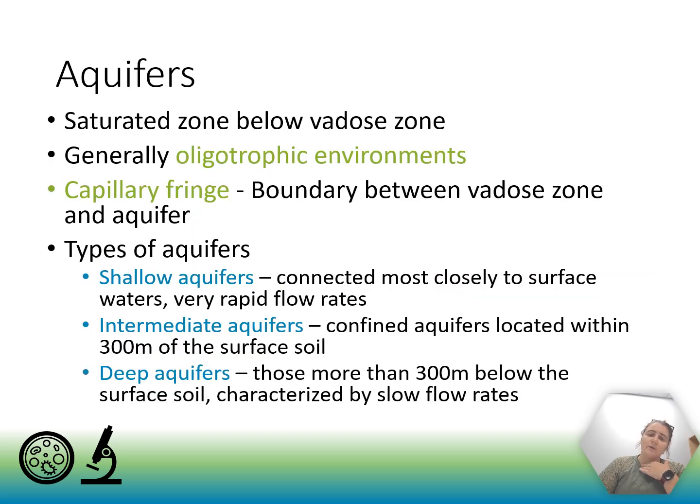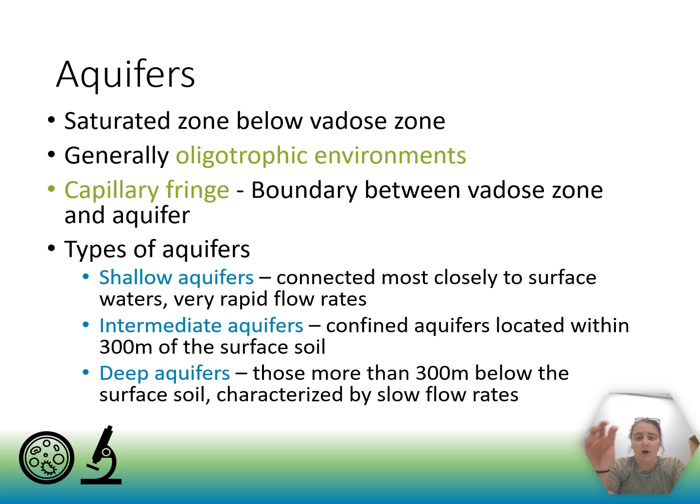Then I just want to talk quickly about different aquifers. Aquifers are going to be the saturated zone below the vadose zone. They're generally oligotrophic environments as well, and it's after that capillary fringe. And we can have many different types of aquifers. We can have shallow ones that are connected pretty closely to the surface water and that are going to have faster flow rates. We're going to have intermediate aquifers, which are normally confined, and they're normally within 300 meters of the surface soil. And then we can have really, really deep aquifers that are more than 300 meters below the surface soil, and they've got very, very slow flow rates.